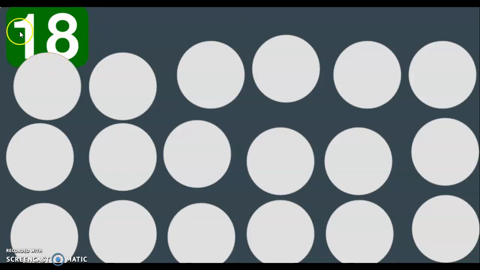So we're getting closer to our last number we learned about. So we're having a lot of circles in our group, or a lot of objects. We have 1, 2, 3, 4, 5, 6, 7, 8, 9, 10, 11, 12, 13, 14, 15, 16, 17, 18.